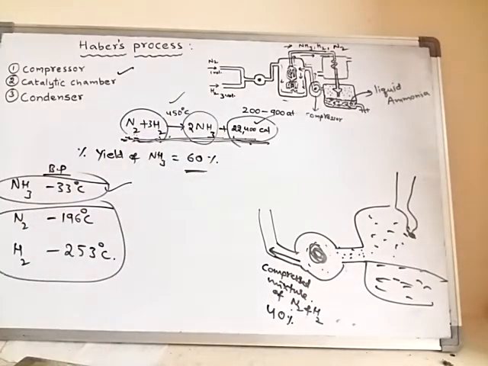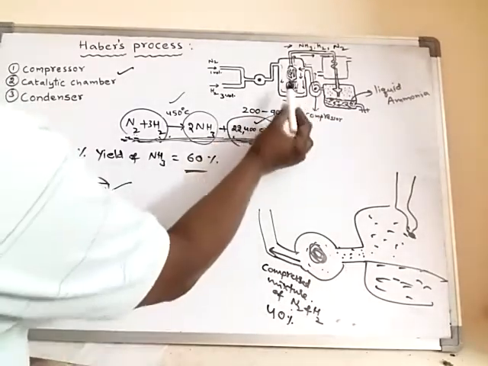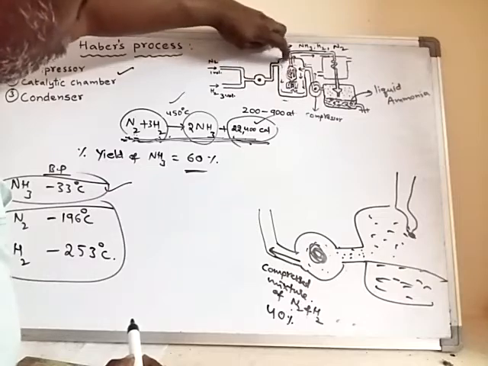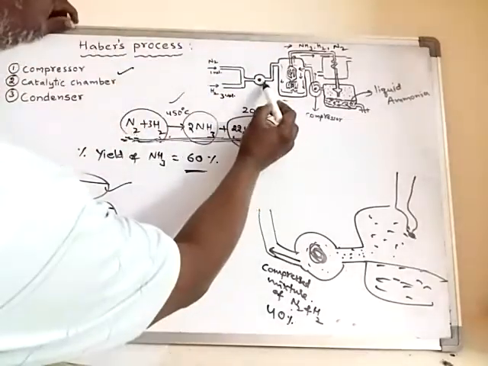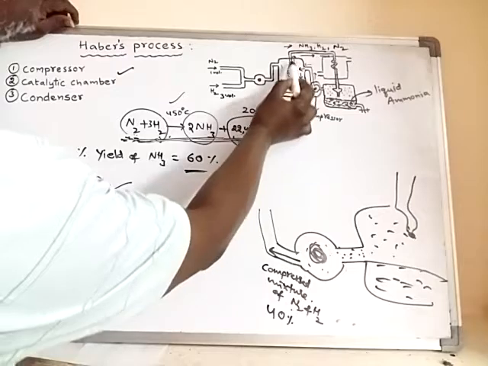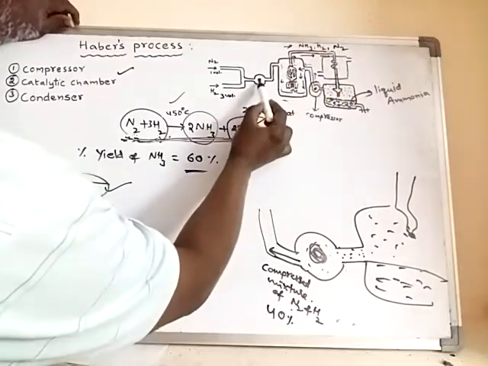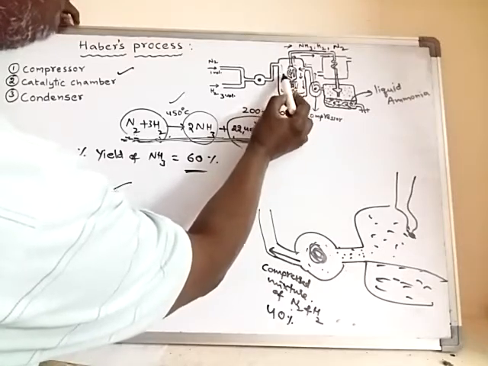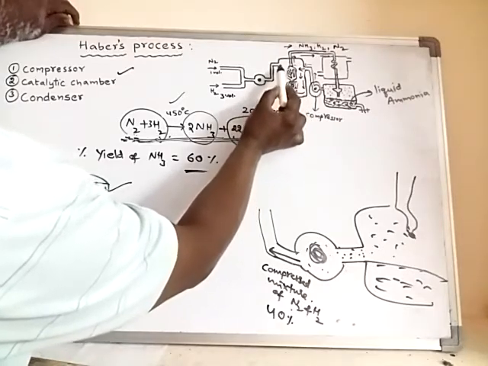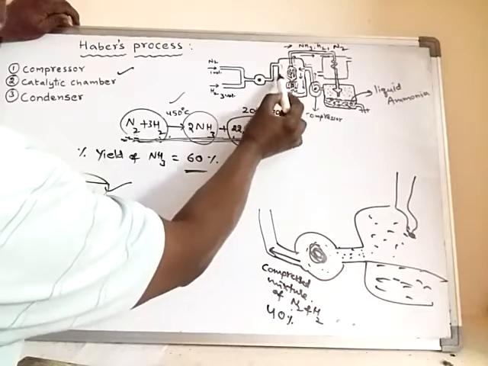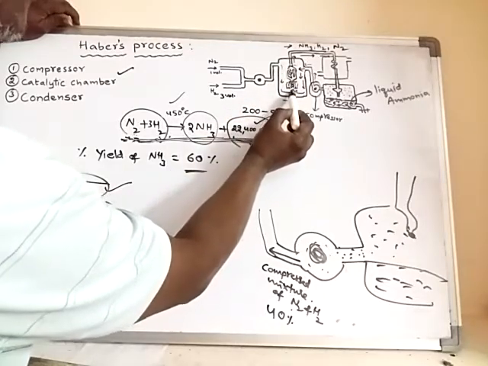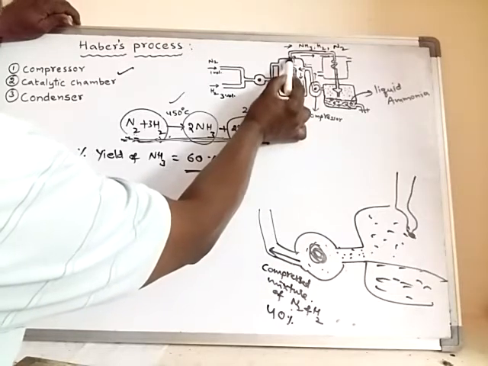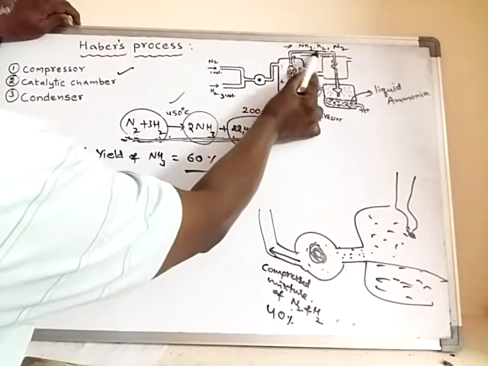Okay, because ammonia gas was already formed here before that, this process is continuous. So the compressed nitrogen and hydrogen will enter through this path. They will come this way, finally enter here and convert into ammonia, and the nitrogen, hydrogen and ammonia mixture will pass through this one.